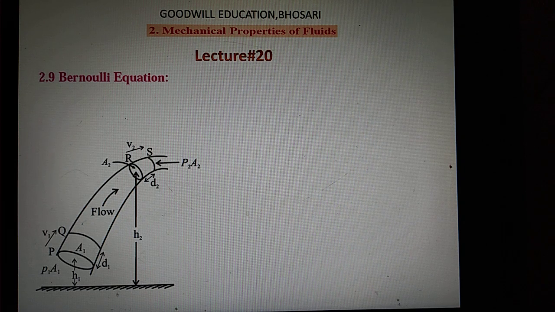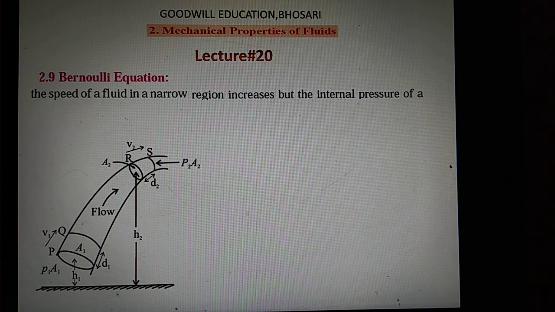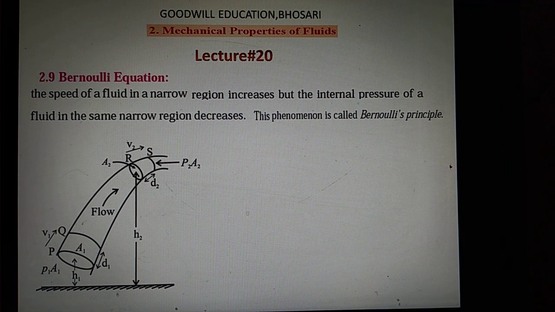Now we observe that when we are on a river observation, watching the water flow, we notice that the speed of the water decreases in wider regions, whereas the speed of water increases in the region where the river is narrow. This is the basis of Bernoulli's principle, which states that the speed of the fluid in a narrow region increases but the internal pressure of the fluid in the same narrow region decreases. This phenomenon is called Bernoulli's principle.